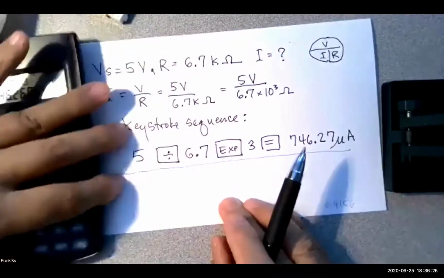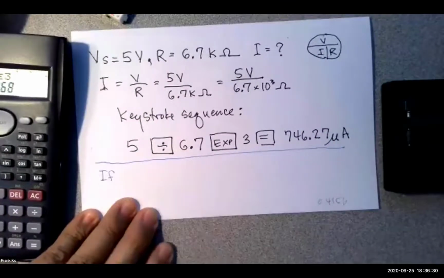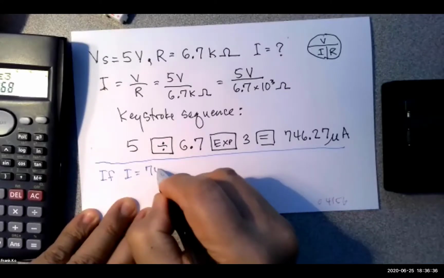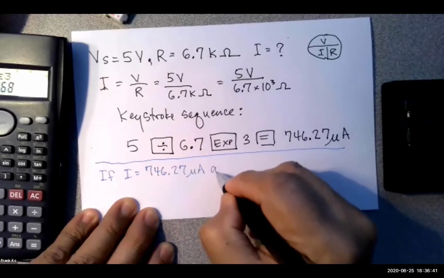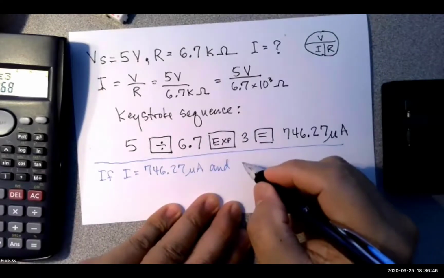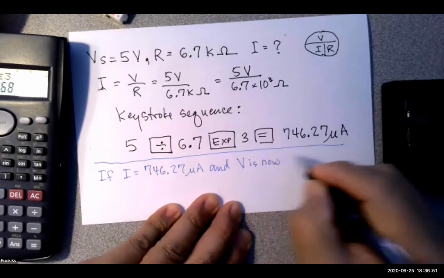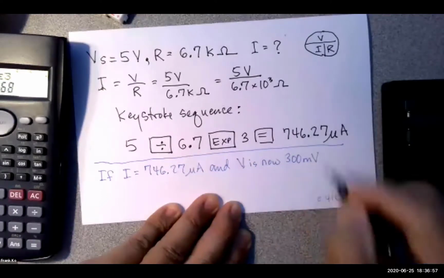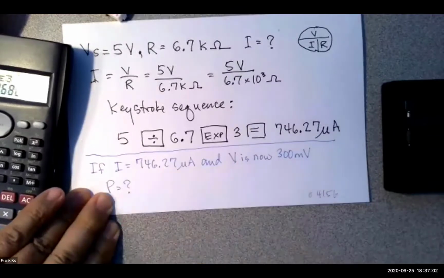All right, now let's go ahead, something more worthy of our time, and I say if I is equal to 746.27 microamps, and let's say V is now 300 millivolts. P is equal to question mark.